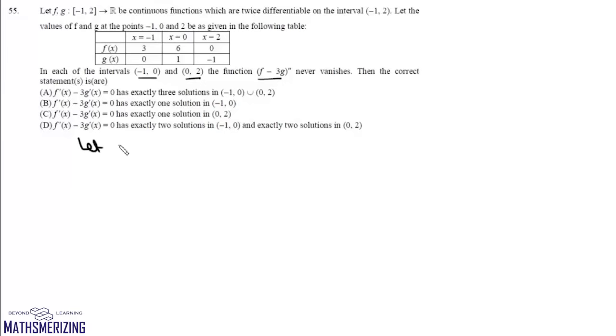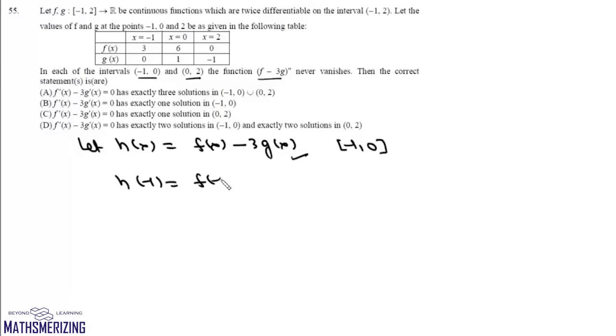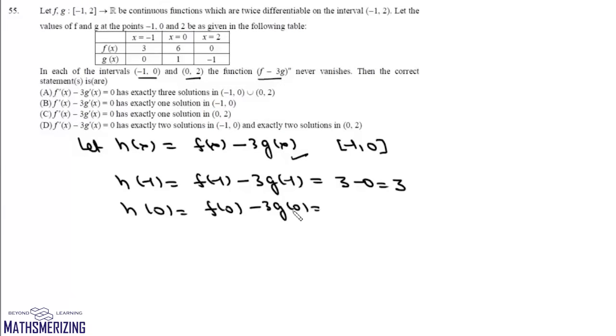Now if we consider a function h(x), which is f(x) minus 3g(x), and if we consider Rolle's theorem in the interval -1 to 0, this function is continuous and differentiable. What is h(-1)? h(-1) is f(-1) minus 3g(-1), which is 3 minus 0, which is 3. And what is h(0)? h(0) is f(0) minus 3g(0). Now f(0) is 6 and g(0) is 1, so it will be 6 minus 3, 3.